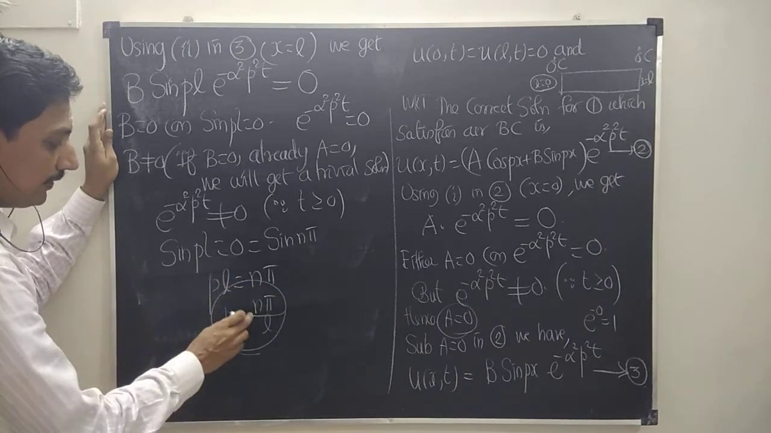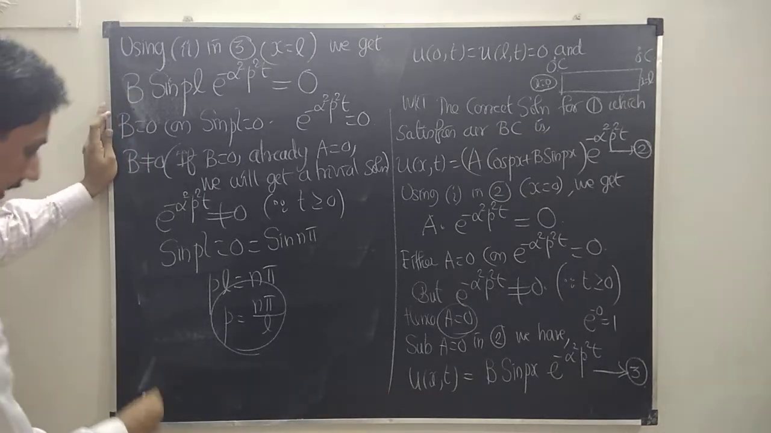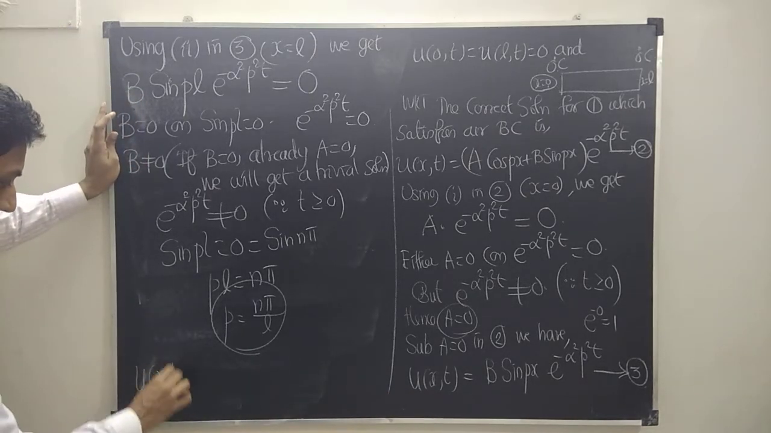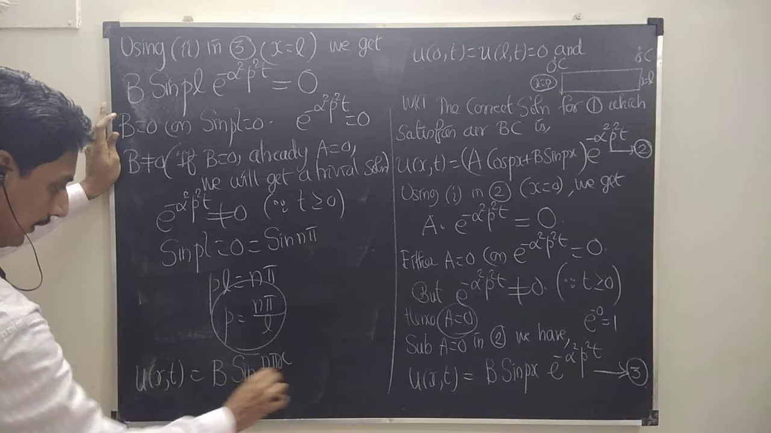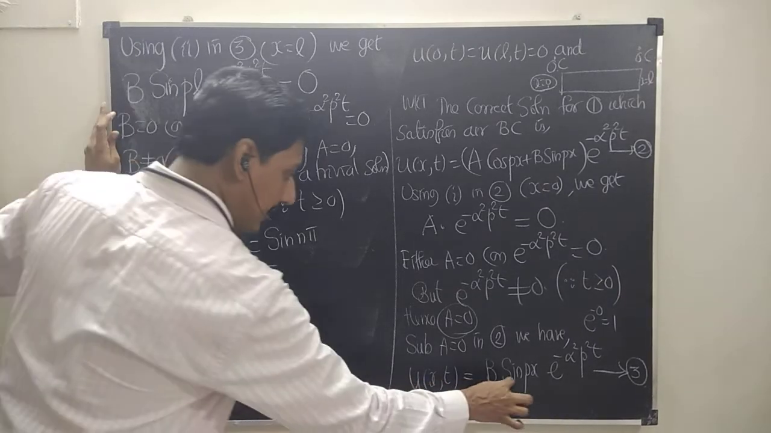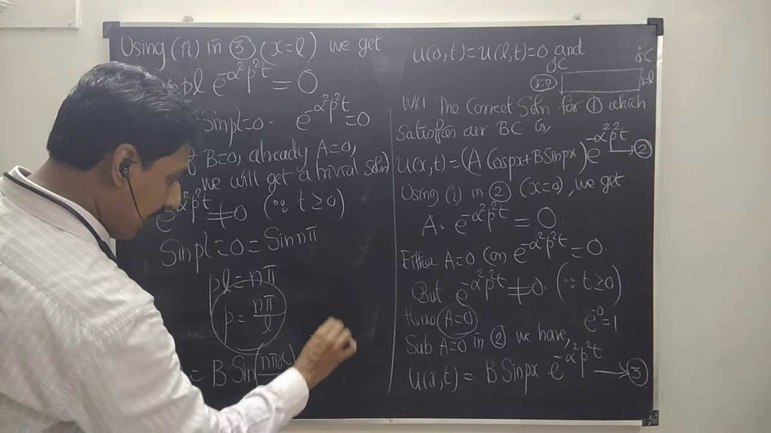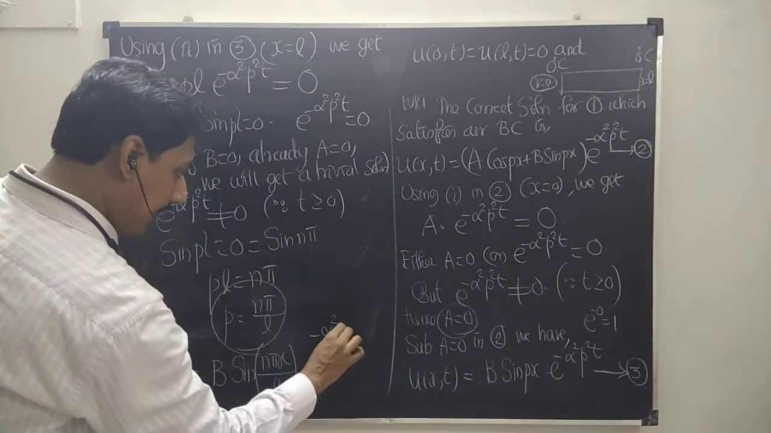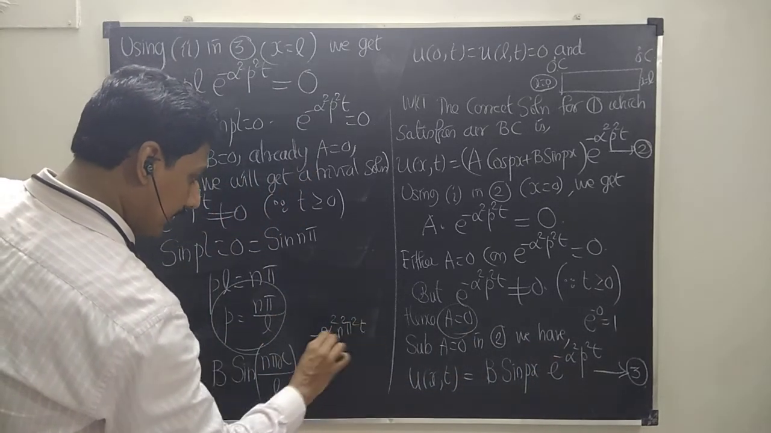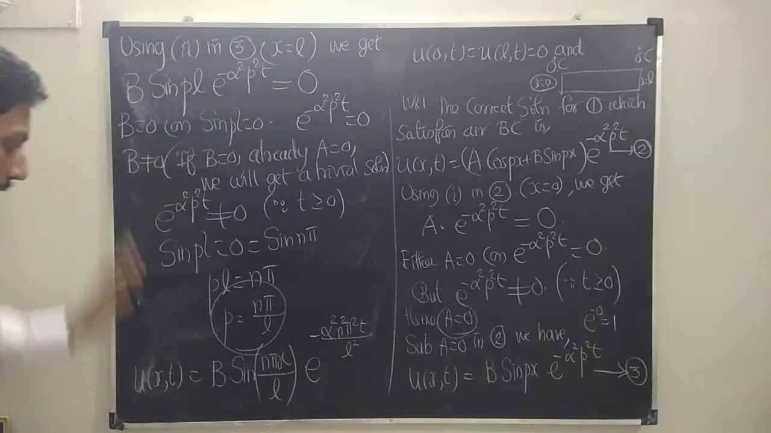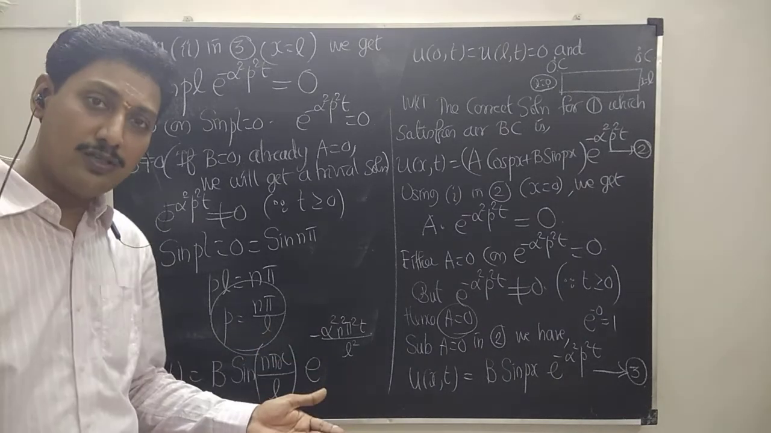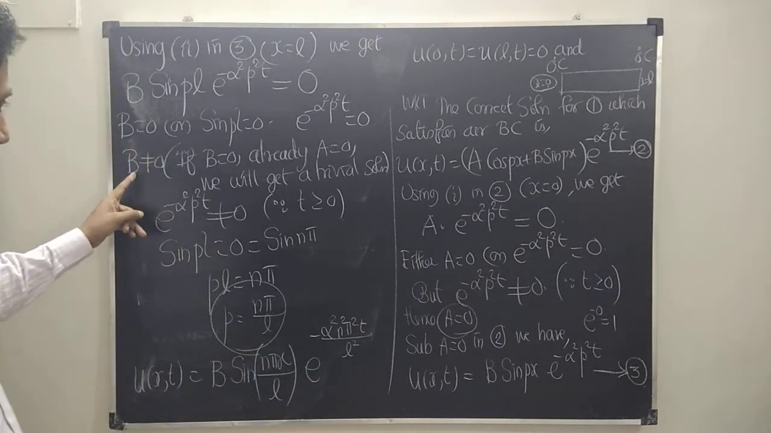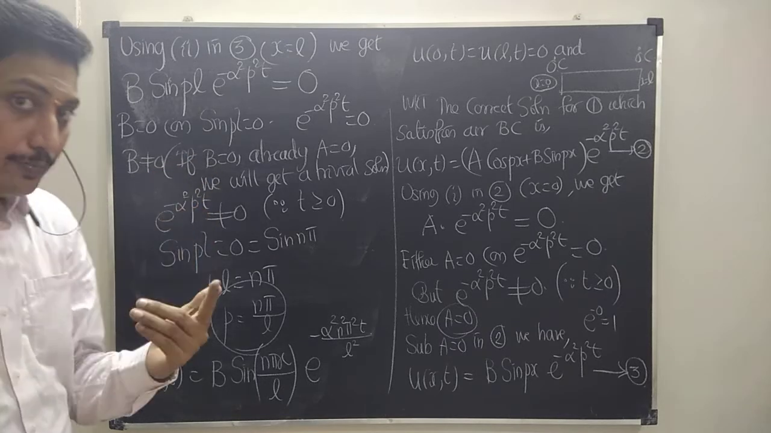So, let us substitute P equal to n pi by L in this equation number 3. We get the revised solution, P equal to n pi by L. So, B into sin n pi x by L e to the power minus alpha squared. What's the P value here? N pi by L. So, n squared pi squared by L squared into t. B is the only arbitrary constant. I can't apply B equal to 0, because when B equals 0, already A equals 0, and we get a trivial solution. B is not equal to 0.